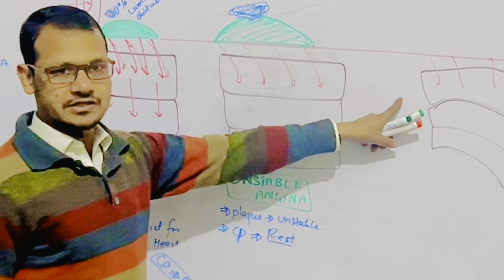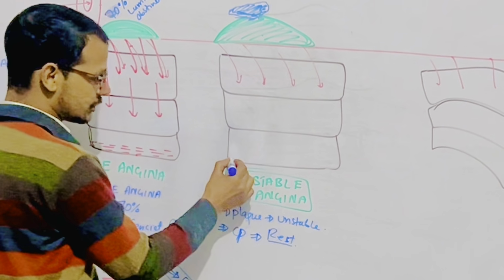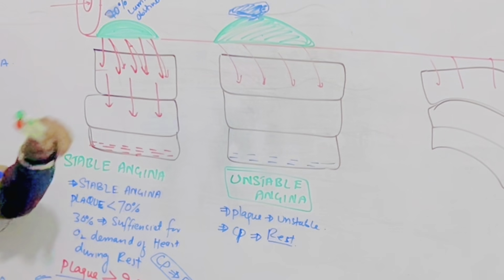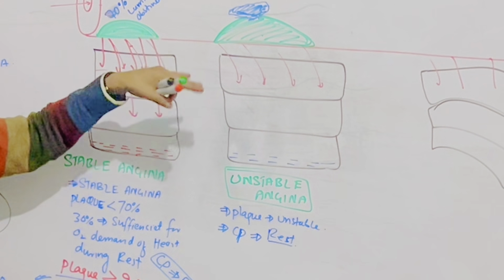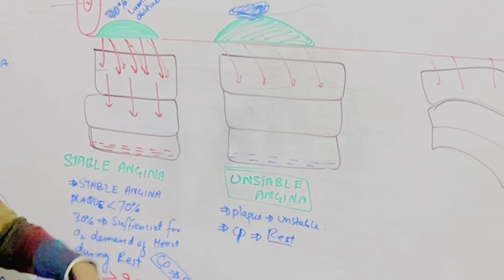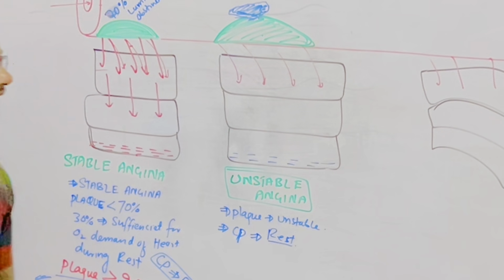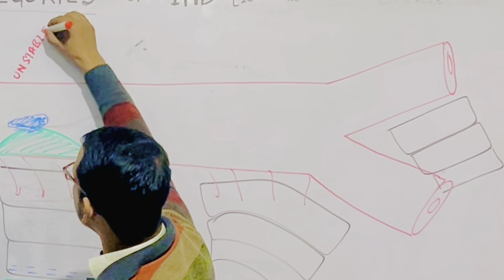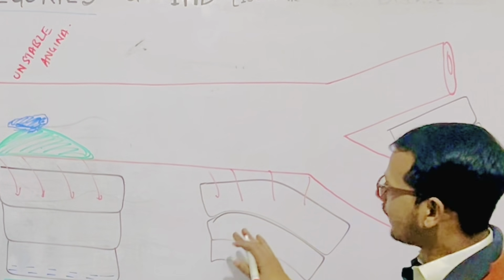Now the other type is infarction. In infarction, these tissues will also be affected a little bit. Sometimes these types of angina occur and recover with time by themselves, because there is not that much plaque or that much obstruction in the coronary arteries. But here, if we take infarction, this is unstable angina.